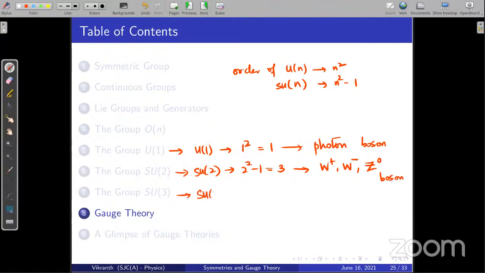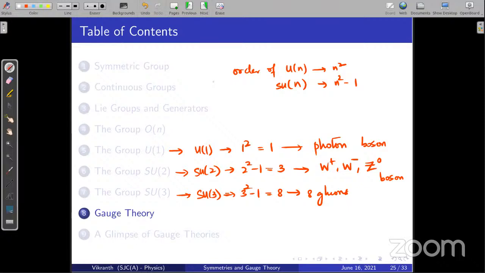Now SU3 has 3 squared minus 1, that is 8. That corresponds to the 8 gluons, which are again also bosons. Right? Massless, massful, that is a topic of another discussion. But this is why you have exactly 3 or 4 gauge bosons and 8 gluons in your standard model and so on, right? But I just use the term gauge bosons.